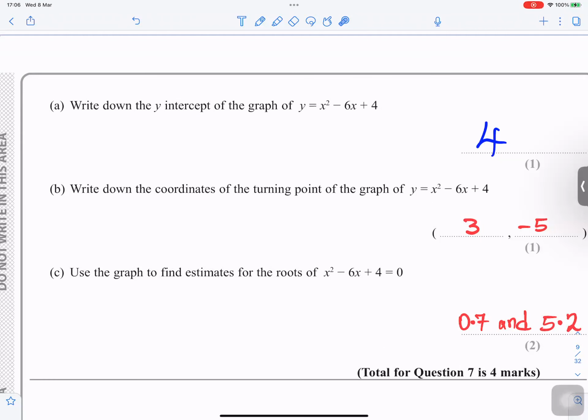So the question says, write down the y-intercept of the graph of y equals x squared minus 6x plus 4. The y-intercept is at that point 0, 4. Write down the coordinates of the turning point of the graph: it is 3 and minus 5. And use the graph to find an estimate for the roots: they are 0.7 and 5.2.